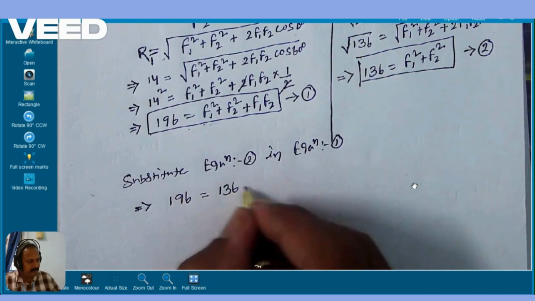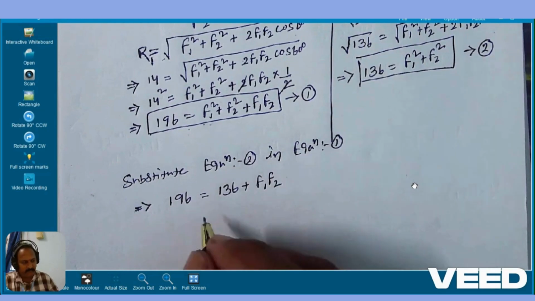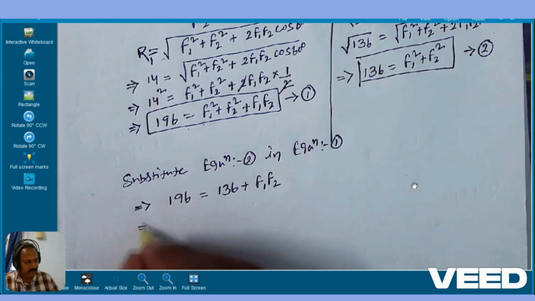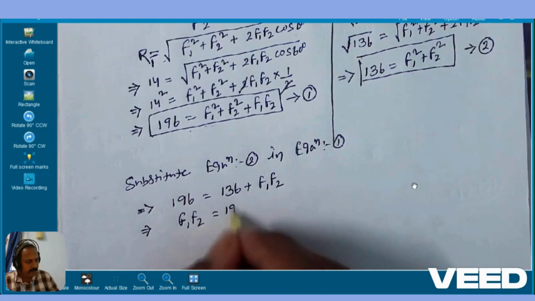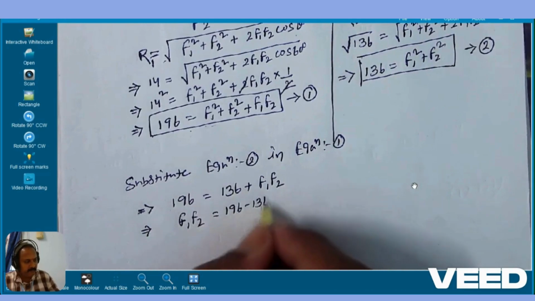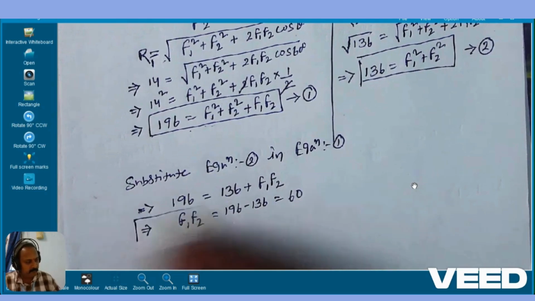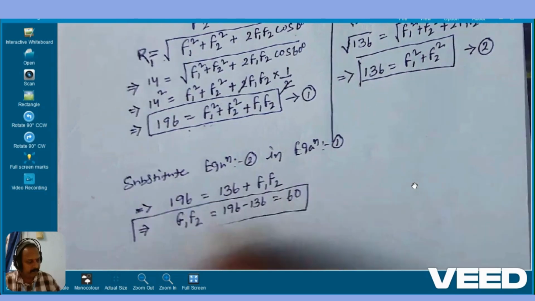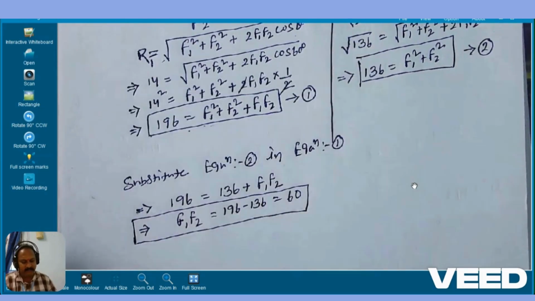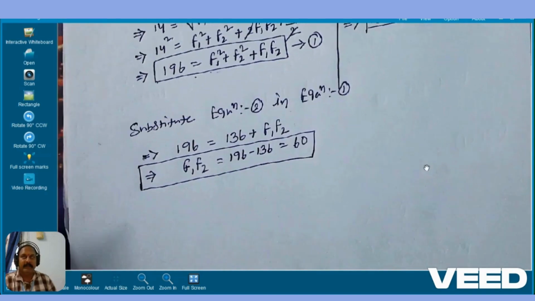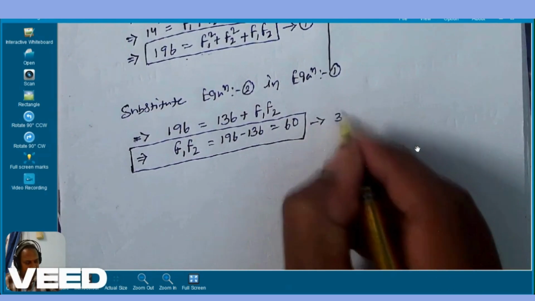(136) plus f1 f2. Okay. So finally we'll get f1 f2 is equal to 196 minus 136, that comes around 60. So this is the equation we are getting. Now this equation, let us take as equation 3.